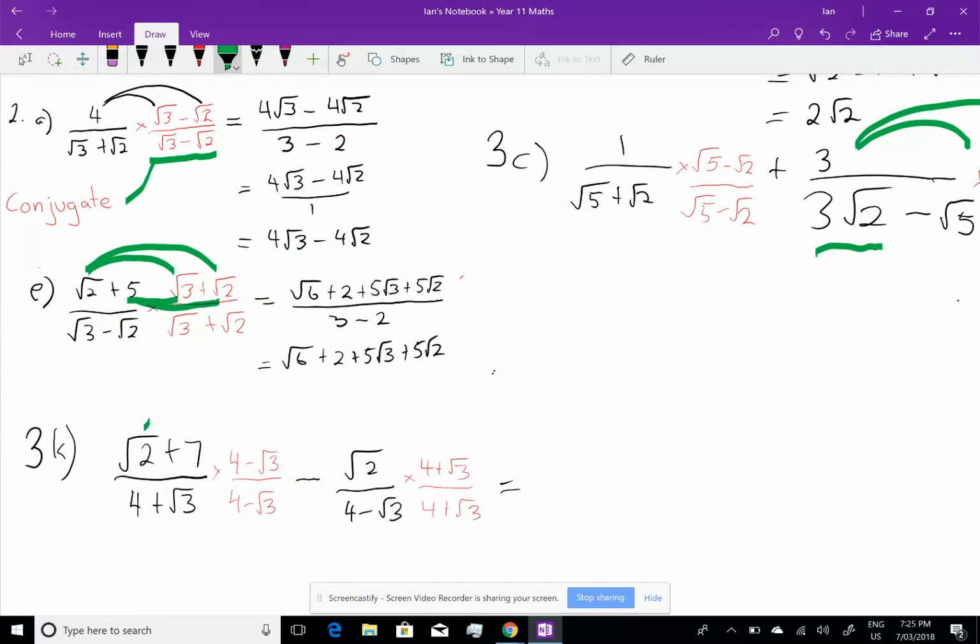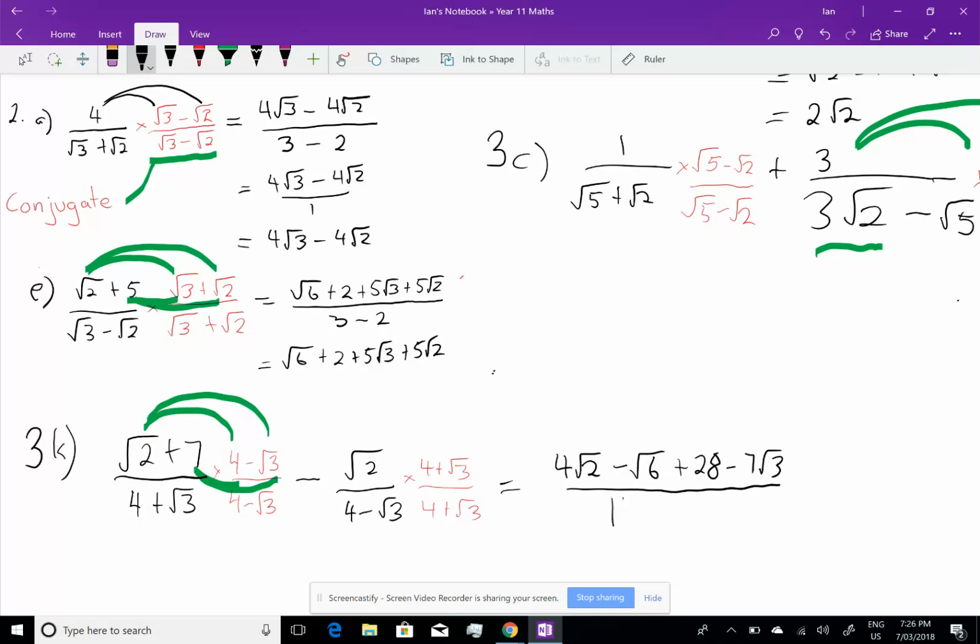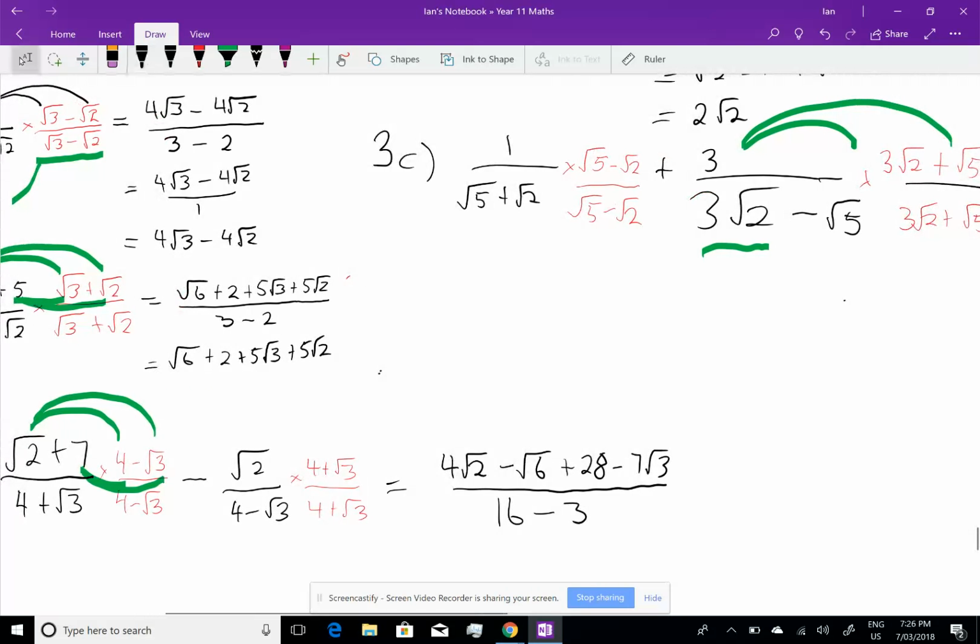This first one's going to be hard because I'm going to go two things by two things. So I'm going to root 2 times that and root 2 times that, and you get 7 times that and 7 times that. So here we go. Root 2 times 4, well, that's 4 root 2. Root 2 times root 3, well, that's minus root 6 because there's a negative there. 7 times 4, 28. 7 times root 3 minus 7 root 3. All over 4 squared, 16, root 3 squared, 3. There's the first one.